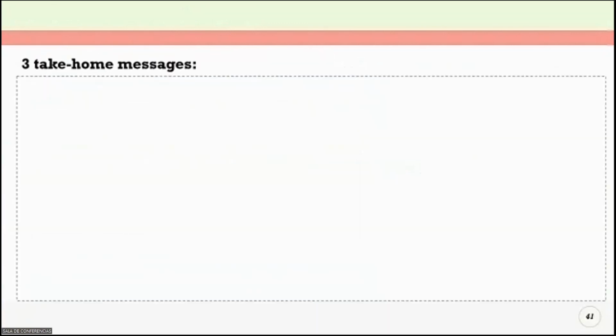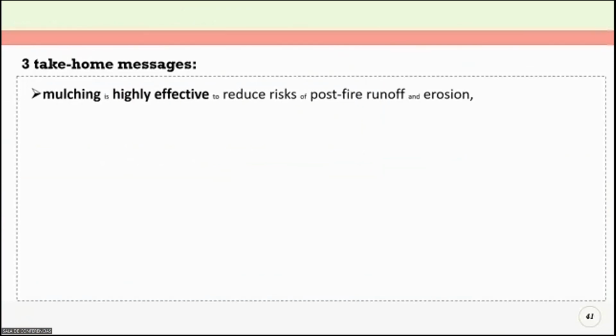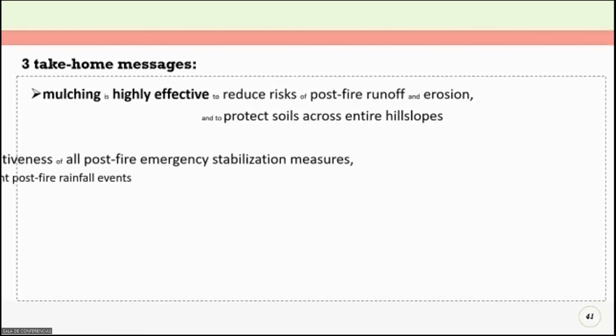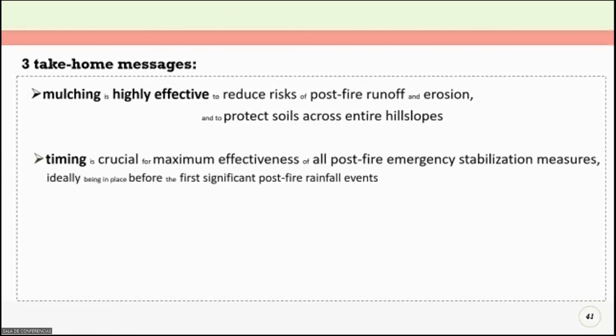I'm finishing, yes. Three messages that I would like you to keep in mind. If you do mulching, it's a very effective method to reduce erosion risk, and you can protect the soil over the entire hill slope. So you are not putting at risk soil land use sustainability for the whole field. The other thing, it has been said many times, timing is essential. If you do it before the first rainfall event, you have maximum effectiveness. If you do it one year later, you already lost a lot of soil, and so your effectiveness goes down quite considerably.